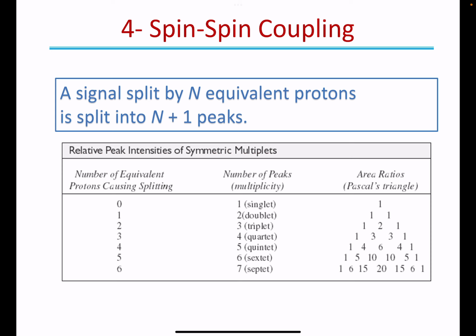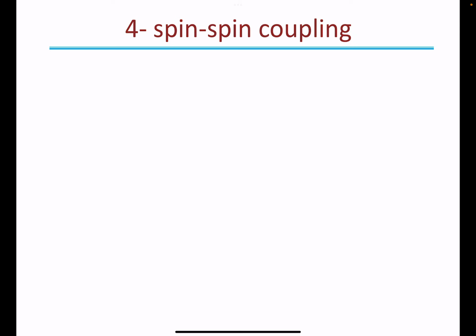So a signal split by n equivalent protons is split into n plus 1 peaks. So if the number of equivalent protons causing the splitting is 1, that will give you 2. It splits the peak into 2, so it's called a doublet. If it's 2 protons, it's going to be 3, so triplets, and so on.